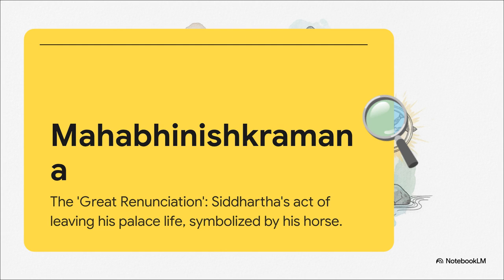Okay, let's pause and really focus on this term, Mahabhinashramana. Now, this is more than just a tricky word. It's a pivotal concept. It stands for the Great Renunciation, that defining moment Siddhartha chose the ascetic's path over a king's life. And it's forever linked to the symbol of the horse, Kantaka, which carried him away from the material world. So the key point to remember is this: horse equals Mahabhinashramana. Make sure you lock that connection in your mind.